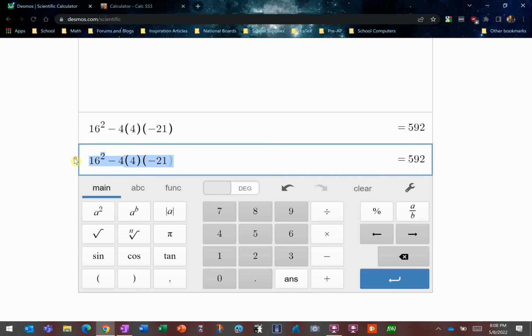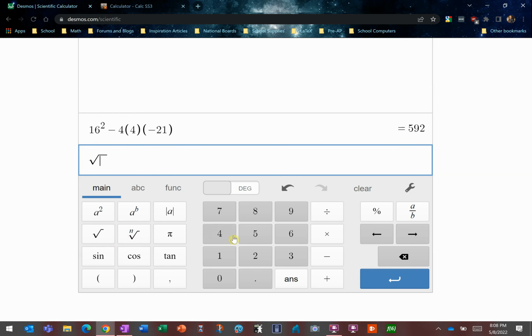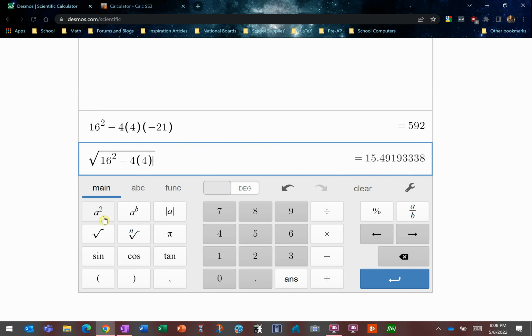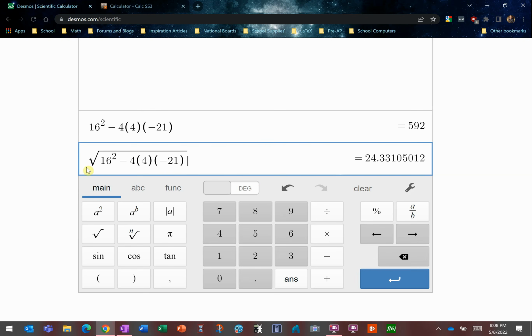The other thing that I see many students do is they try to include the square root. So they actually do square root, and then they do 16 squared minus 4 times negative 21. And that's not what we want, because we're not using the square root. We're just doing the math inside the square root. So for today, don't touch the square root button, except for the 1 or 2 times at the end of class where you'll have to.